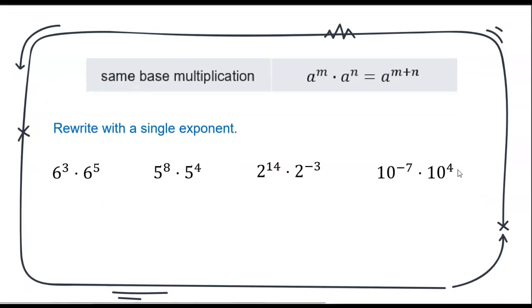All right, how about this rule? Same base multiplication. Rewrite with a single exponent. So when we have the same base and we're multiplying, then we end up adding the exponents. Pause the video and try these first couple, see if you get the same answer I do.